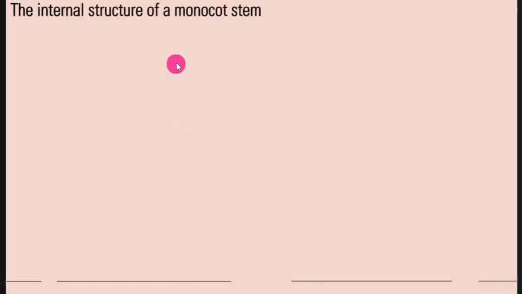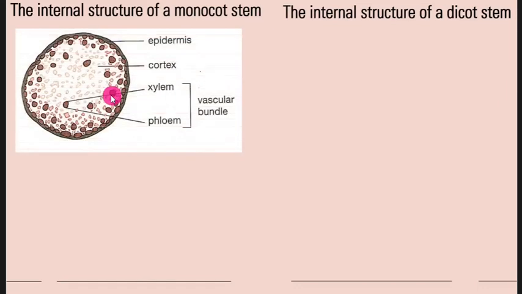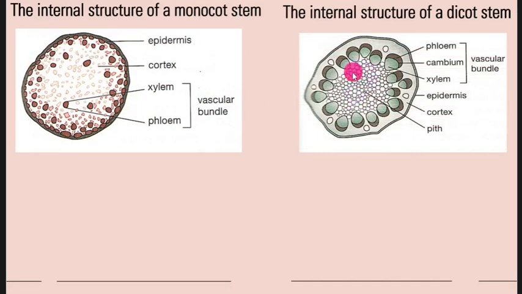Next, now let's look at the internal structure of a monocot stem and also the internal structure of a dicot stem. So we looked at the dicot root and monocot root. Now we are looking at a monocot stem and the dicot stem. The internal structure of a monocot stem will look like this, and that of a dicot stem will look like this.